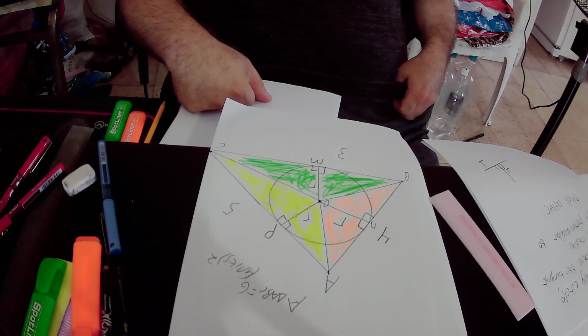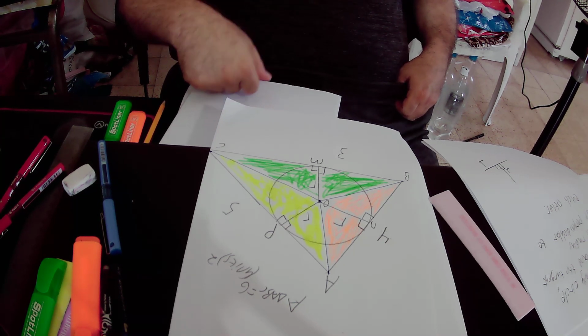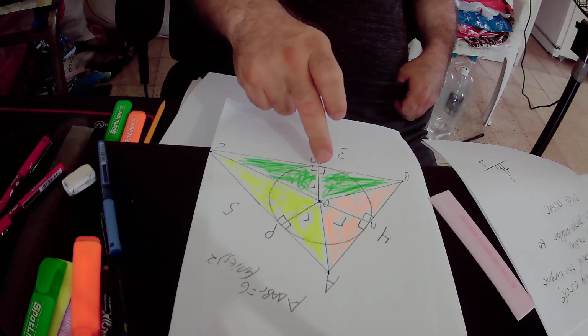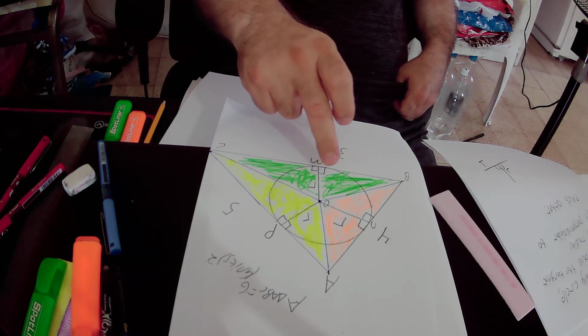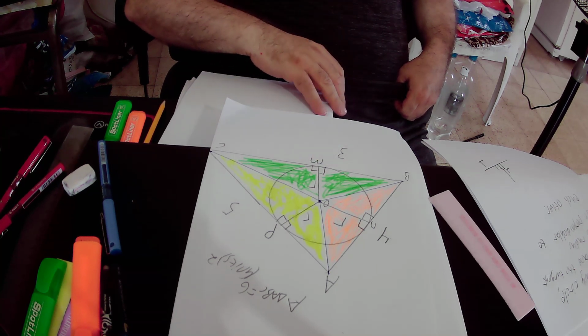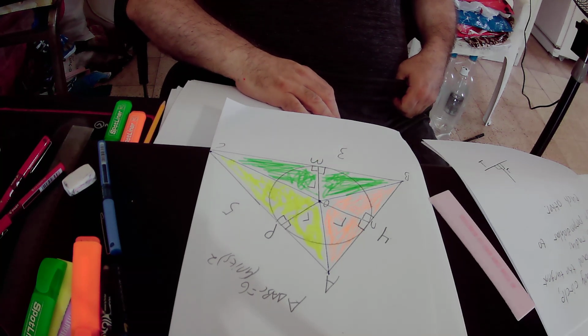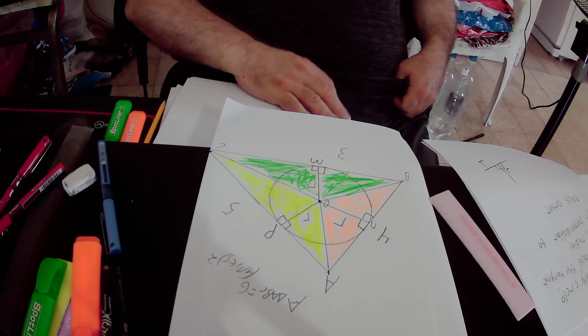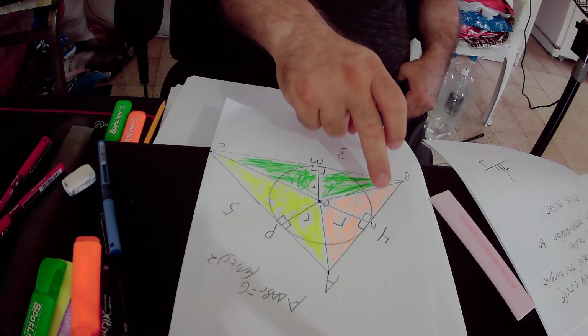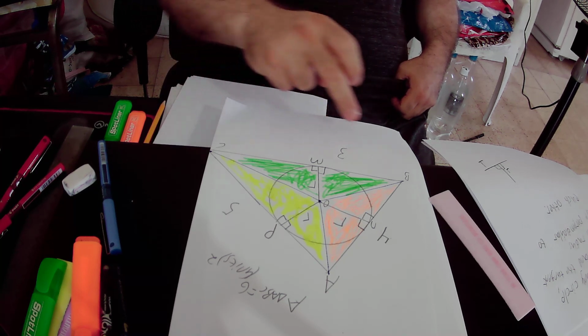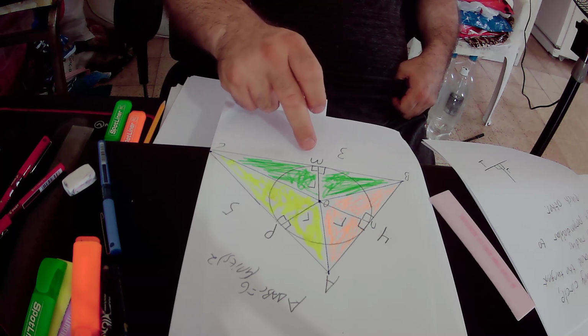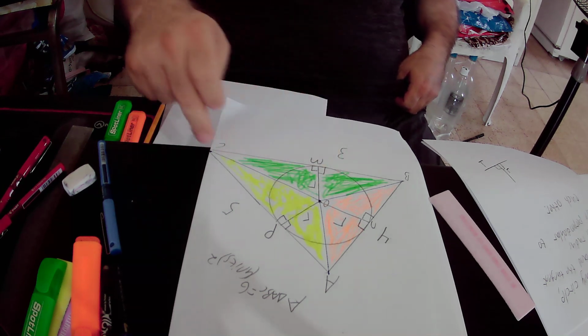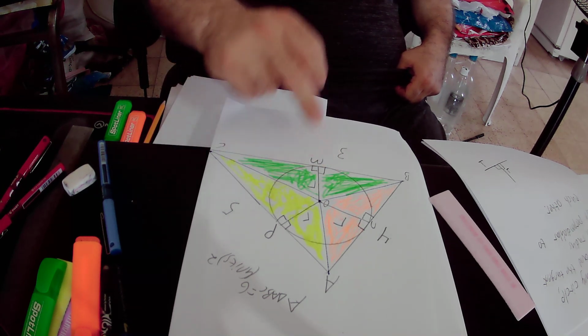We define the center of the circle as O. Point O is the center of the circle. Then side AB is tangent to the circle at point N. Side BC of the triangle is tangent to the circle at point M, and side AC of the triangle is tangent to the circle at point P.